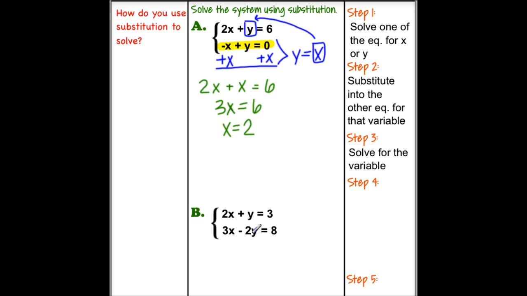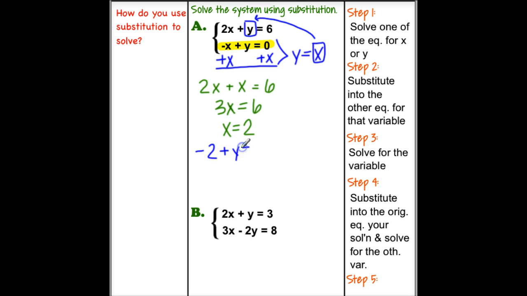Scrolling up a little bit here, step 4 is substituting into the original equation your solution and solving for the other variable. So now I need to take that 2 that I got for x and put it into the original equation of negative x. So I have negative x, which is 2, plus y equal to 0. Add 2 to both sides, I get y equal to 2. So my solution here should be written as an ordered pair because this is the point of intersection, which is at the point 2, 2.